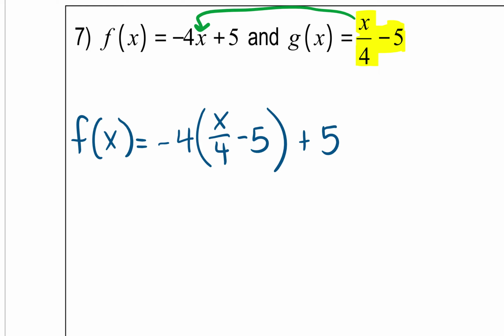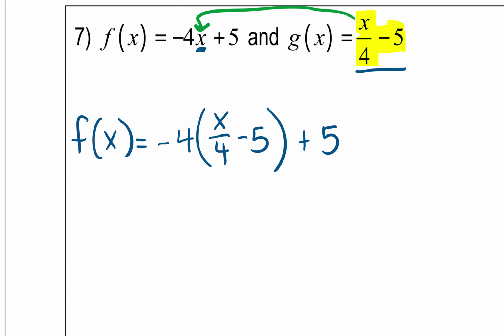So I have replaced x with this function. That's what they want you to do. And this works, don't get me wrong. It works every time. Okay, so if I do that, then I just kind of simplify and solve. The whole reason for this is I should end up with only x and no numbers. If I do, then that tells me yes, this is an inverse. If I don't, it tells me no, it's not.